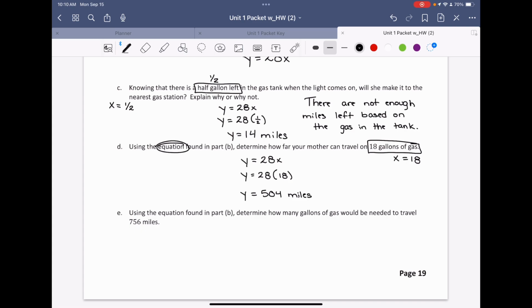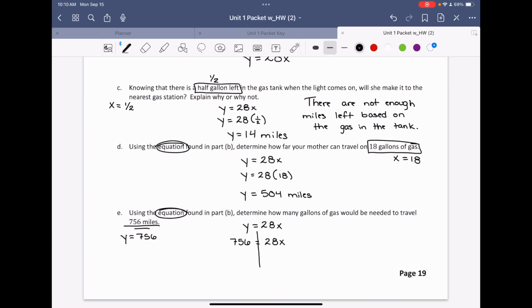Part E, using the equation, determine how many gallons would be needed to travel 756 miles. So miles is Y. So we're going to plug in 756 for Y this time. So our equation, Y equals 28 times X. I'm going to leave that equation the same. Only thing that's changing is 756 is replacing Y. And now I have to solve this for X. This is a one-step equation.